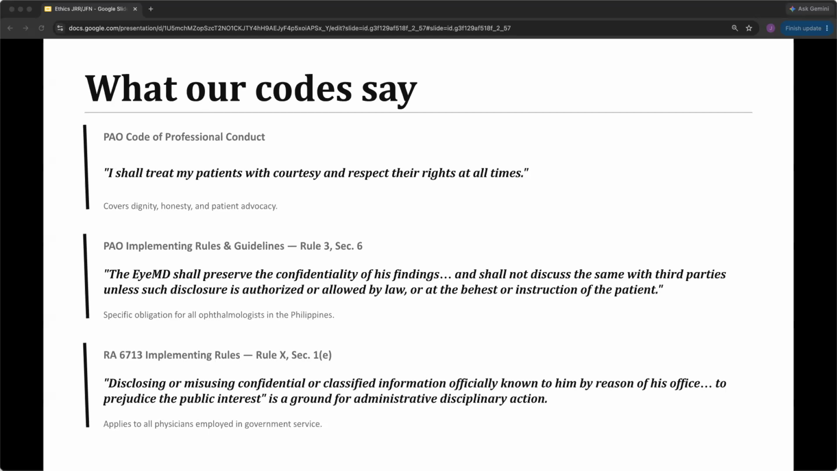For those working in government institutions, RA 6713 adds an administrative obligation. The disclosure or misuse of confidential information obtained through one's position may result in disciplinary sanctions, including suspension, fines, or removal from service. So, throughout the cases that we will discuss, keep these in mind: the PAO Code of Professional Conduct, the PAO Implementing Rules and Guidelines, and RA 6713. So these provide the ethical and legal framework for our decisions regarding confidentiality.